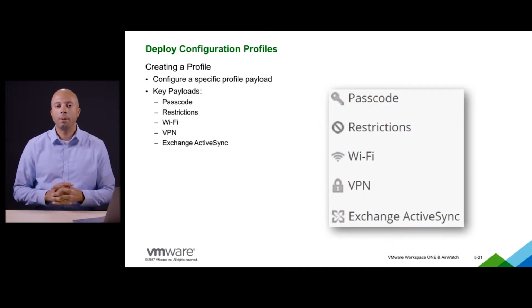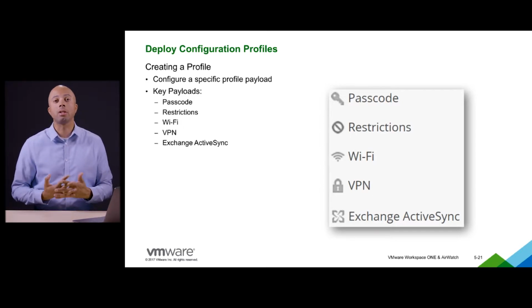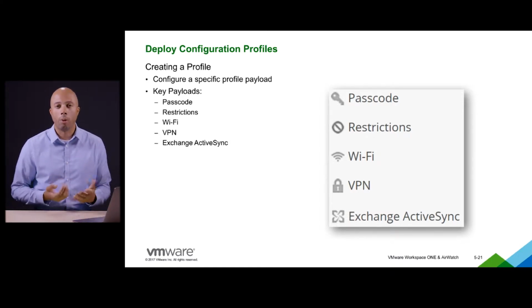All right, so here's some examples of some key payloads that you might want to push down. We have passcode, restrictions, Wi-Fi, VPN, Exchange ActiveSync. These are items that should be on every administrator's mind. These are things that you want to secure across the board. So 9 times out of 10, you might want to take a look at pushing down these payloads.